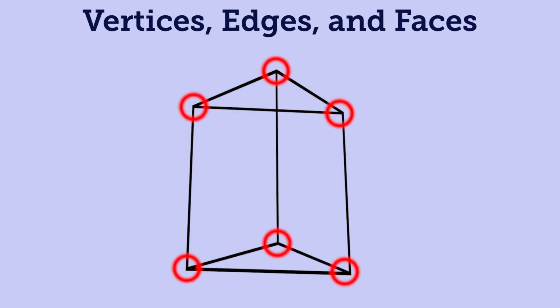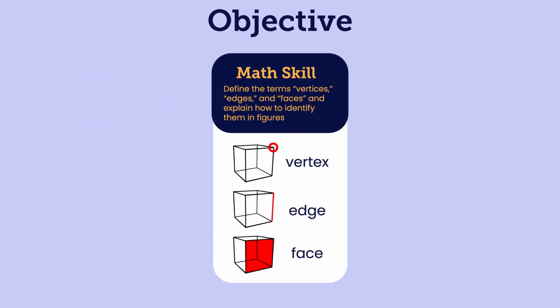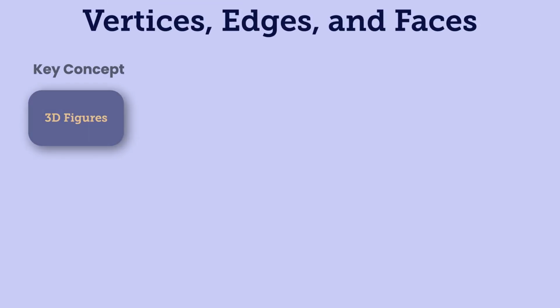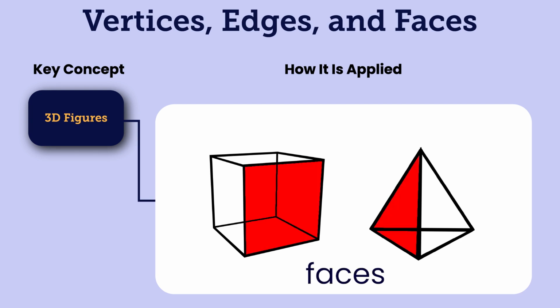So, the goal of this lesson was to define the terms vertices, edges, and faces, and explain how to identify them in figures. Three-dimensional figures are figures that exist in 3 dimensions. All three-dimensional figures have at least one face, which is a flat or curved surface.